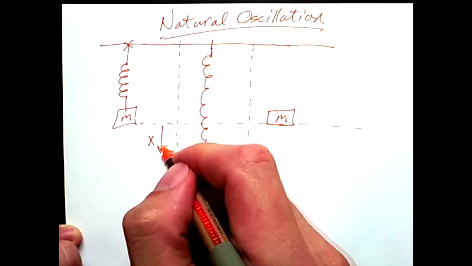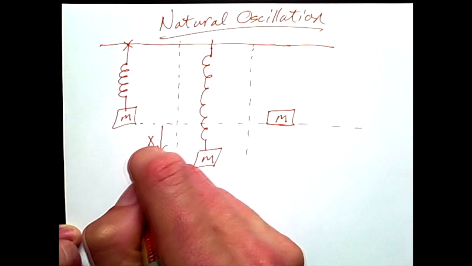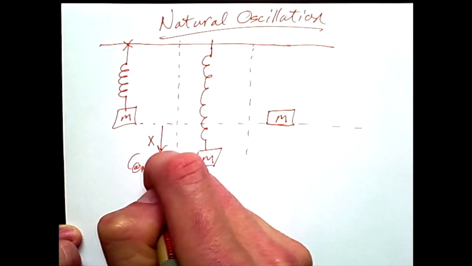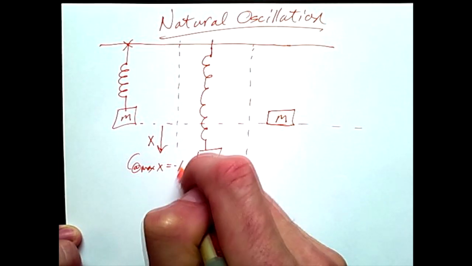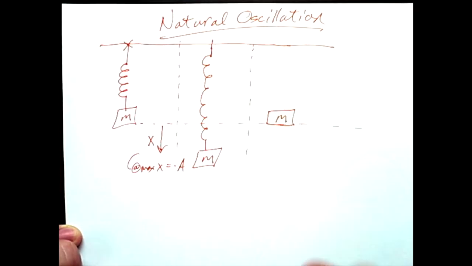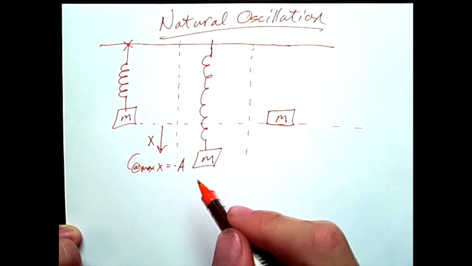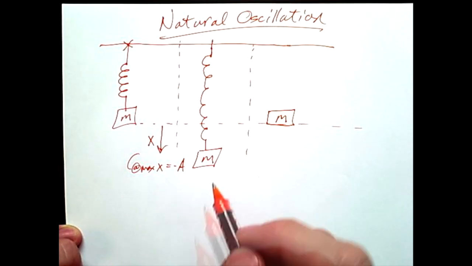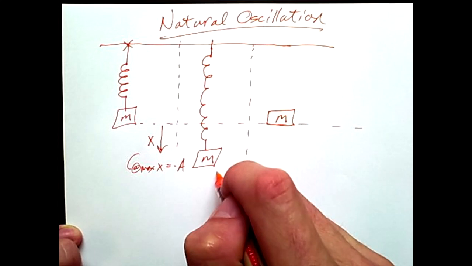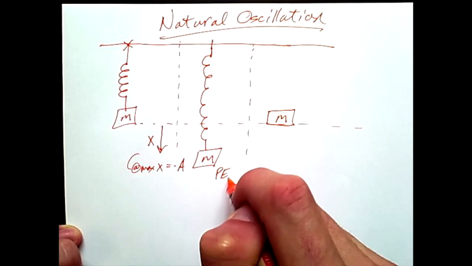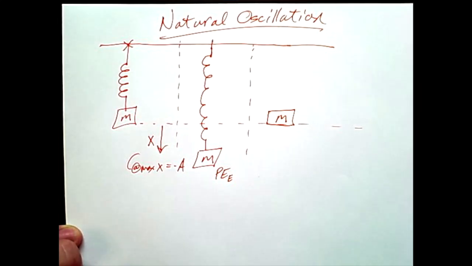Let's assume that this would be the maximum displacement, and therefore x would equal negative a, or positive a if we were doing it in the opposite direction. It's fairly irrelevant in this case, as long as a is our distance. Then when we hold it here, we can say that it has stored elastic potential energy.